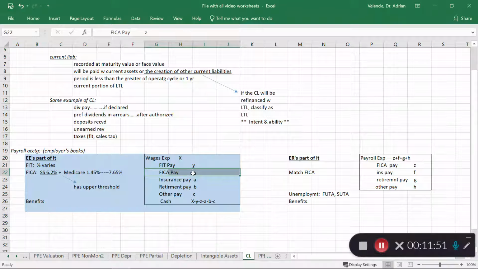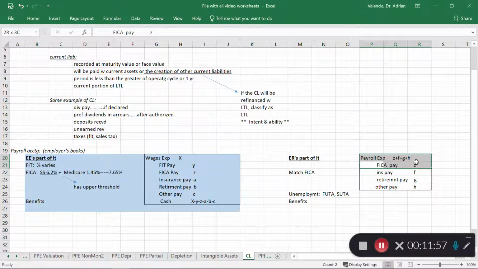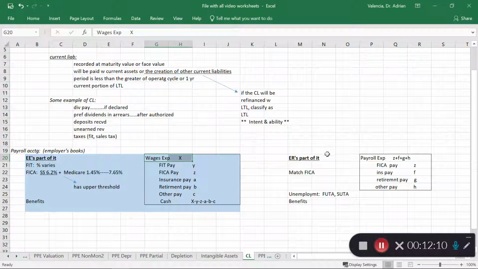Now, this is the employee's amount. The employer will also pay that Z amount. Okay, now this is actually coming out of the employer's money. Technically all of it is coming out of the employer's money because they're paying this, right? But the employee is getting X minus Z because they have to take it out of their paycheck. Whereas here, the employer is contributing an extra Z amount.